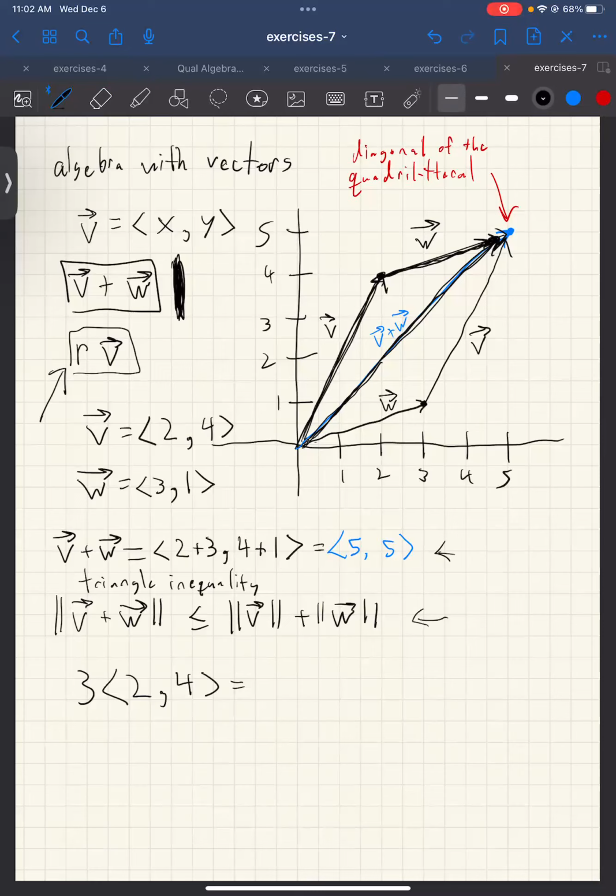If I'm wanting to stretch this vector out, if I'm wanting to add this vector to itself 3 times, well, that just turns into 3 times 2 and 3 times 4. So 6 and 12. Graphically speaking, we take this vector and we stick it onto itself 3 times. That is just genuinely making it 3 times as long.